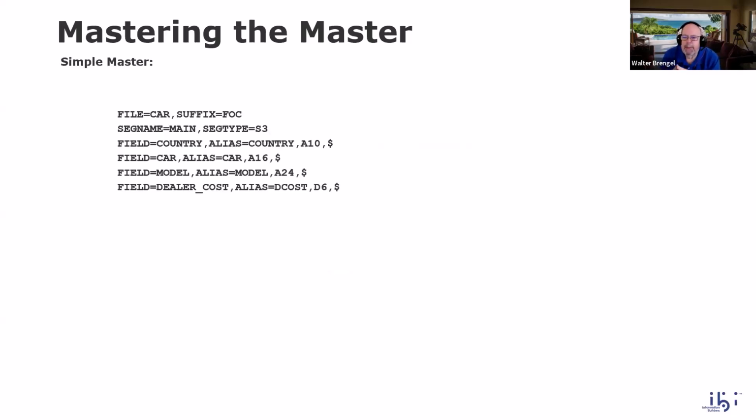So looking at this simple master, we have file equals car. We've seen this before. Suffix equals focus database. Seg type equals S3. So the S3 tells me that it's a keyed file, and the first three fields in segment main are the keys. Country, car, model.